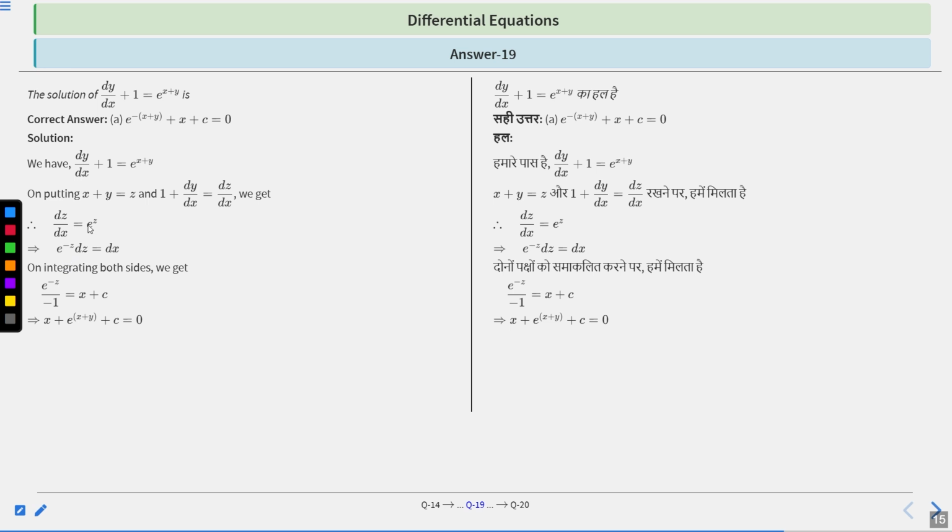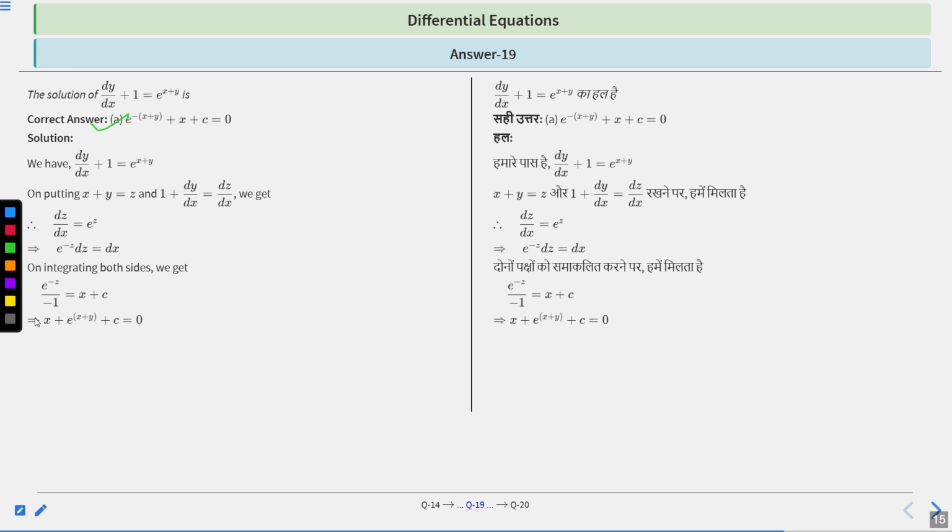We will get e to the power minus z dz is equal to dx. On integrating both sides, we will get e to the power minus z upon minus 1 is equal to x plus c. Therefore, x plus e to the power (x plus y) plus c is equal to 0. Clear? Option A is the right choice.